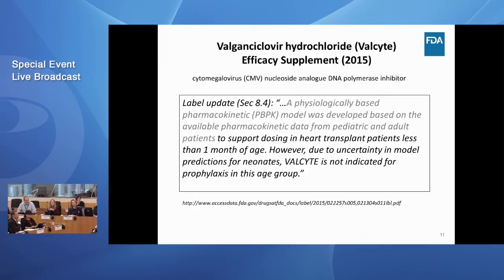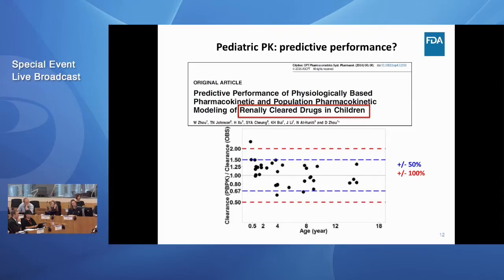This next example is one of the examples which made it into the label, but it's kind of a double-edged sword example, not as positive as the previous one. For this drug, the applicant developed a PBPK model to support the dosing in heart transplant patients less than 1 month of age. What was concluded by the review team back then was that due to the uncertainty in model predictions for neonates in general, valganciclovir is not indicated for this age group. So there's still some room to improve.